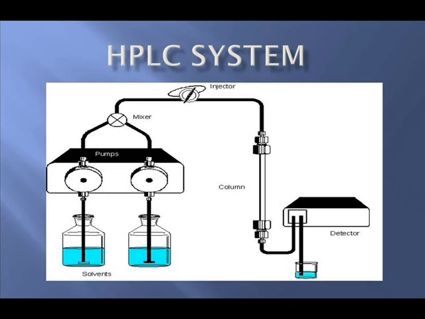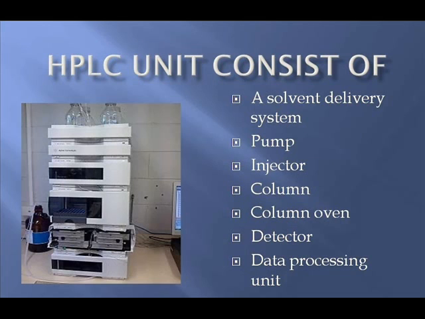The mobile phase passes through the pumps, then it is mixed in the mixer, then the solute particles are injected through the injector, then the whole mixture is passed through the column, where the separation process occurs. Then the separated particles are detected by the detector, which sends signals to the system, and the waste solvent is collected by the waste solvent collector. The HPLC unit consists of a solvent delivery system and pump, injector, column oven, detectors, and data processing unit.